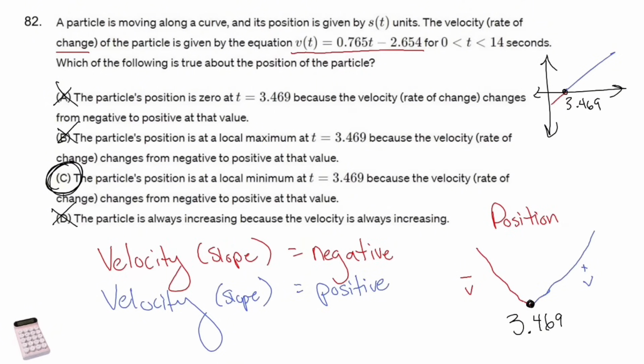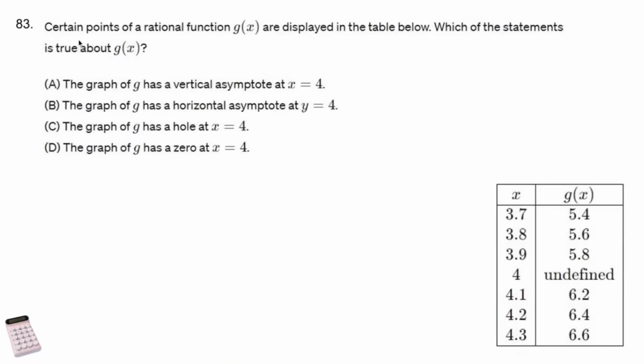So hope this helps. Certain points of a rational function g of x are displayed in the table below. Which of the statements is true about g of x? Well, let's see what we have. We have x values that go up by very small increments. And it looks like this is pretty consistent, they go up by 0.1 every single time.